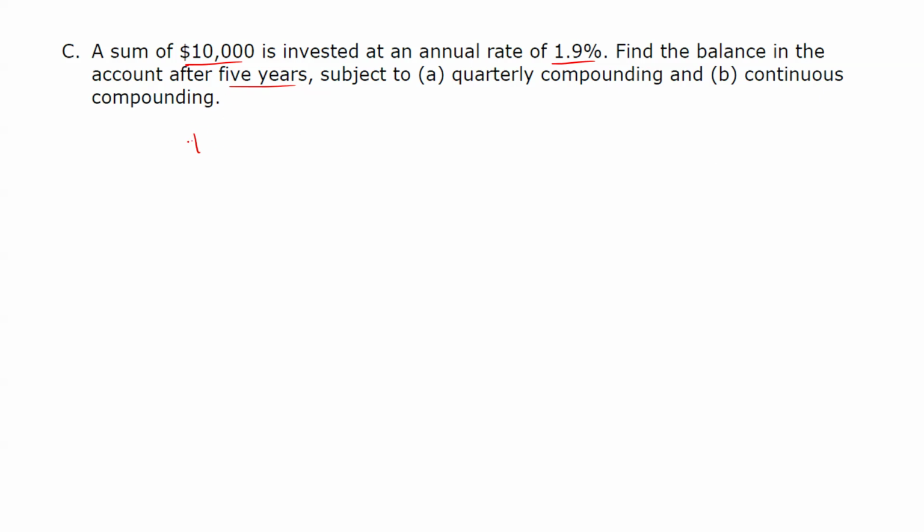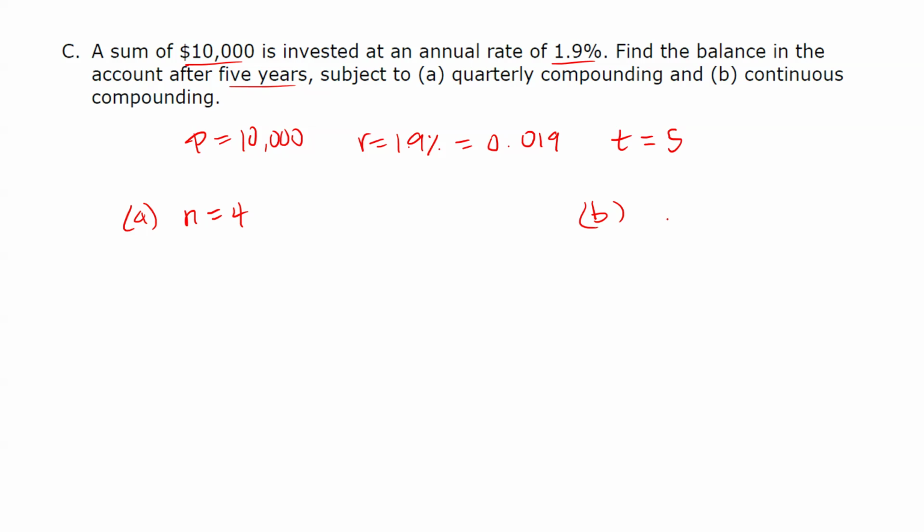We know that our principal is $10,000. We know our rate is 1.9% or 0.019. We know our time is 5 years. Okay. So for A, since we're compounding quarterly, our N is going to be 4. And for B, since we are continuously compounding, our N does not exist. It's not applicable for this problem.